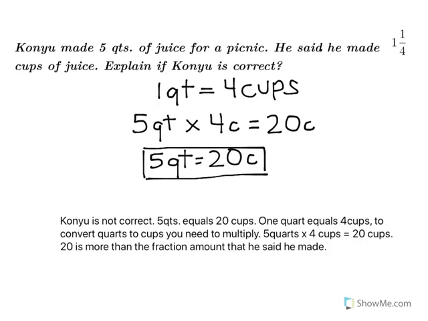In answering the actual question, we would say Kanyu is not correct. 5 quarts equals 20 cups. 1 quart equals 4 cups. To convert quarts to cups, you need to multiply 5 quarts times 4 cups, which equals 20 cups. 20 is more than the fraction amount that he said he made.